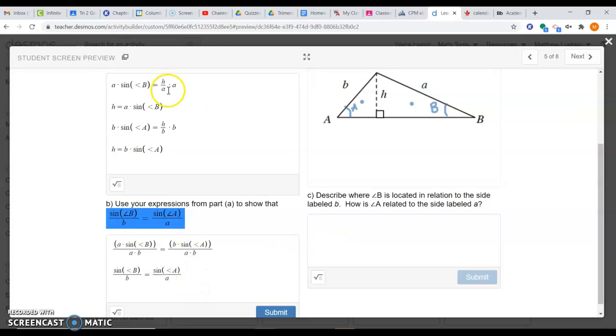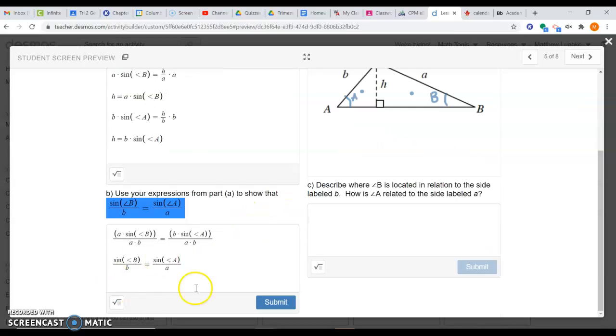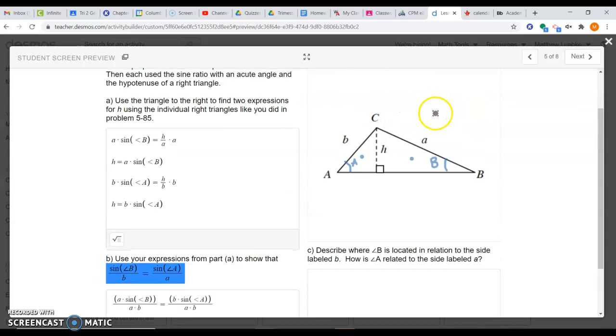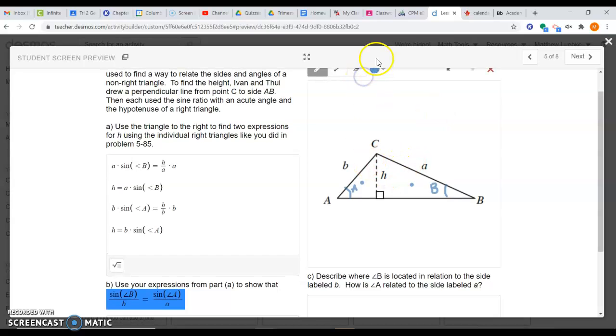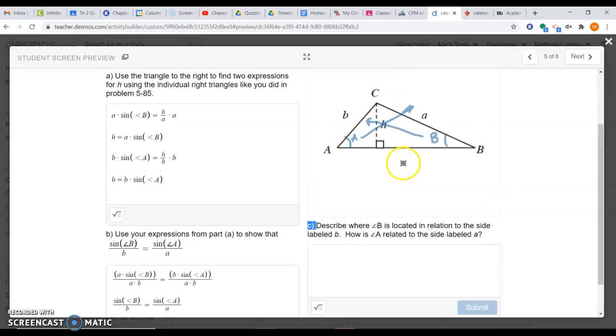Okay? Now, what this means, the deriving of that formula is not crucial, but it does show you where it comes from. But really what it means, in looking at the diagram, is that I have the sine of my angle divided by the side across from it, equal to the sine of my other angle divided by the side across from it. And that's what they're trying to say in part C: angle B is located in relation to which side labeled B? Well, they're across from one another.